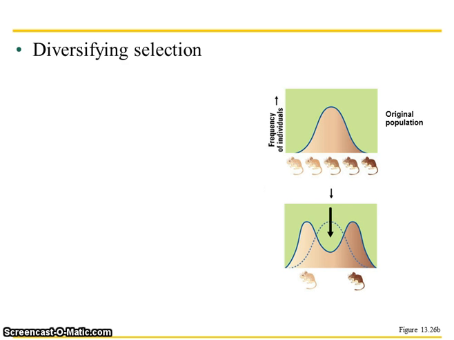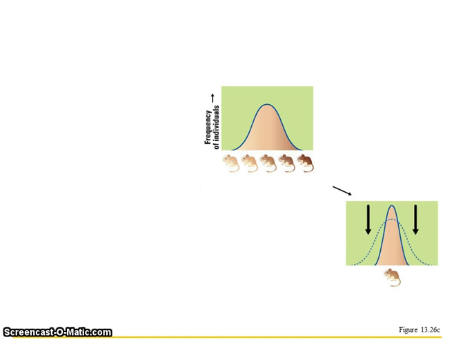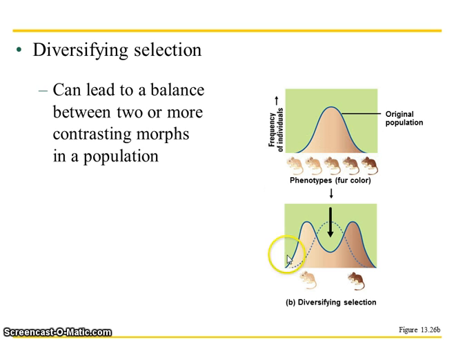Diversifying selection, that's where the original population changes to either all really light or really dark. So then you have these two morphs. So there could be perhaps these look better in snow and these look better on the dirt.